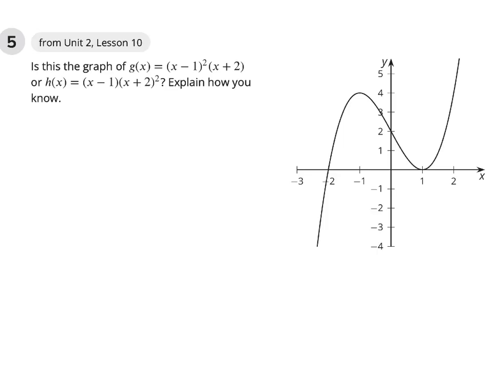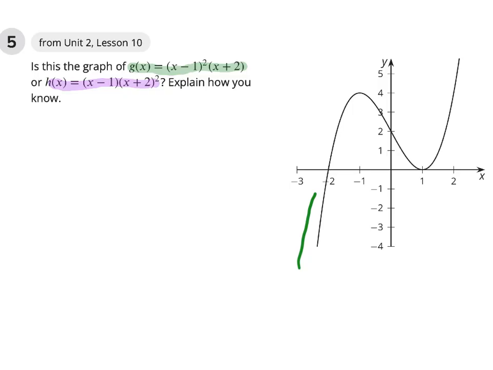Okay, let's look at this one. Is this the graph of G or H? So we're going to put G in green and H in purple. How do we know which one is which? The multiplicity for G is at 1. So if we were to draw G, it has multiplicity at +1. So this is the graph of G of x.